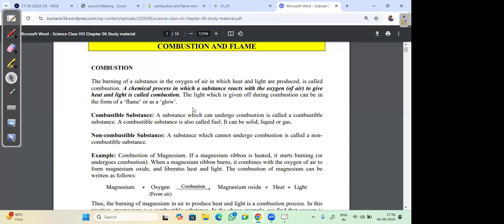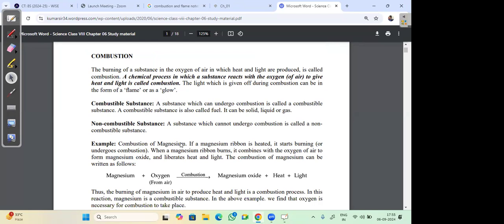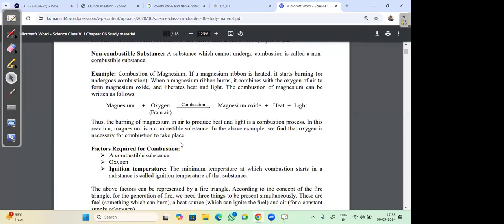Combustible substances: a substance which can undergo combustion is called a combustible substance. Non-combustible substances: a substance which cannot undergo combustion is called a non-combustible substance. Example of a combustion reaction: magnesium reacts with oxygen to form magnesium oxide and liberates heat and light.